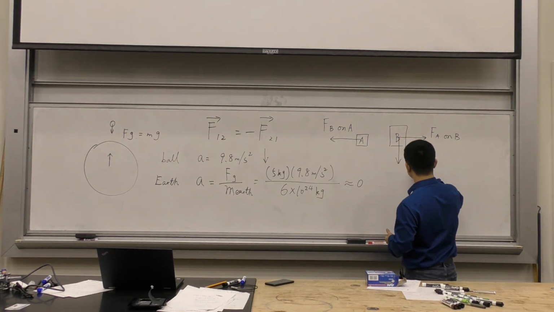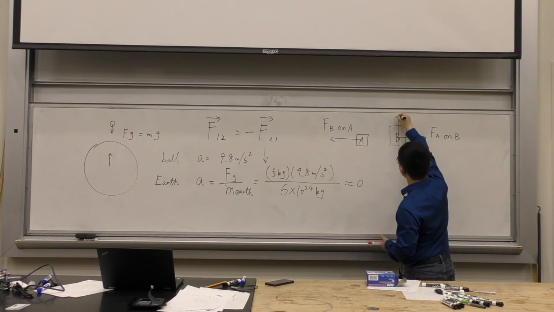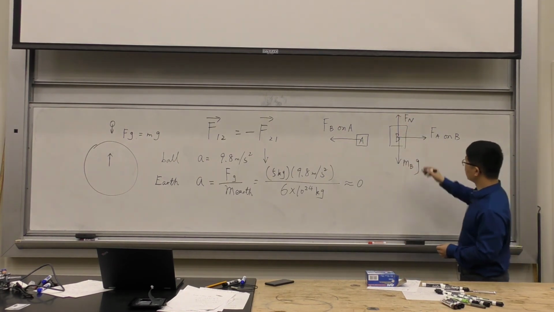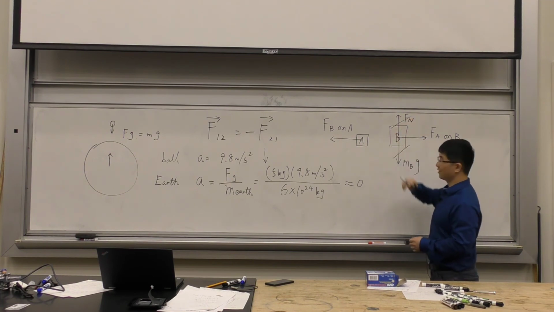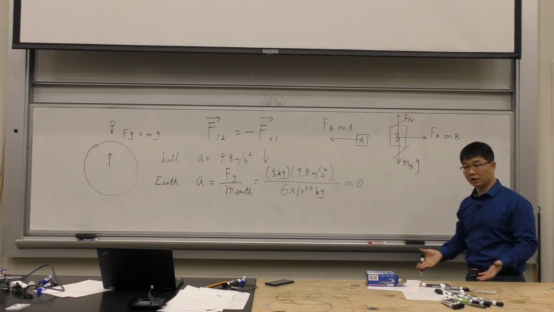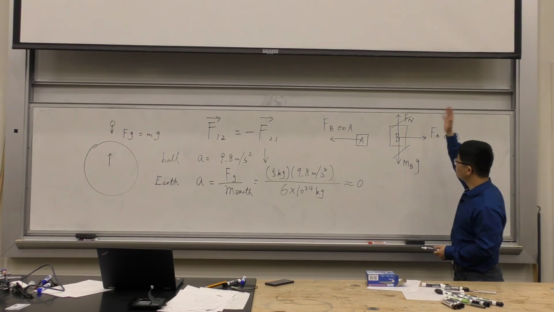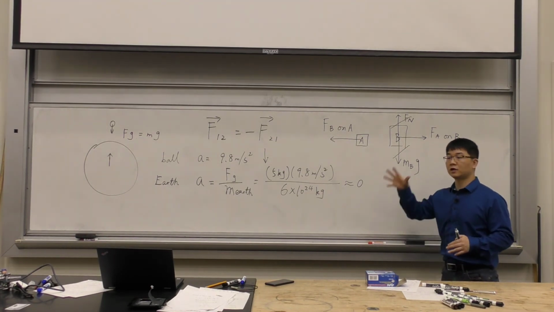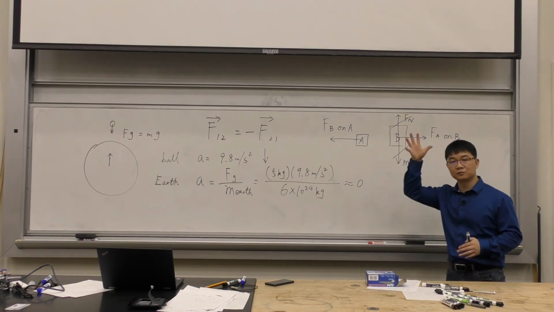So if I draw all the forces on B, this is what I'm going to do. The gravity of B, so that's going to be this. And then there's a normal force from the surface on B. And these two forces, we know that they're going to cancel exactly. This is intuitive to everyone. So in the y direction, there's no net force at all. So that's why B is not moving. It's not even moving.